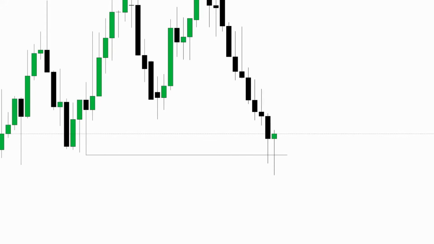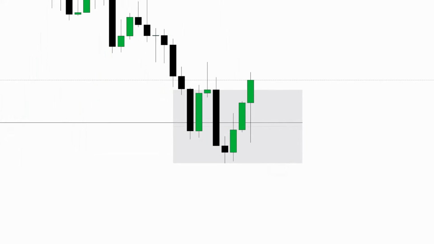Now, take a rejection block that appears on the weekly time frame. If we move down to a smaller time frame, here we'll use the daily, we can see that it mirrors the same order block area. So depending on the time frame, the structure may look slightly different, but the underlying idea does not change.